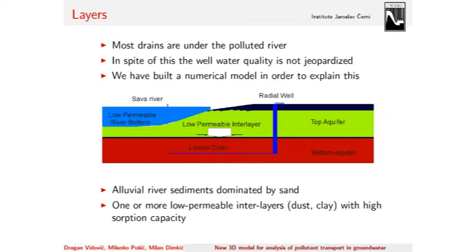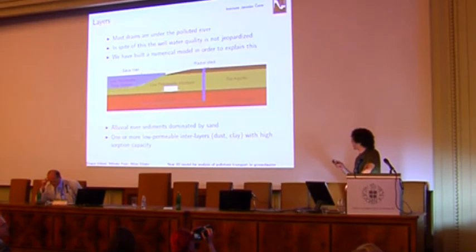So we have built a model in order to explain this phenomenon. Belgrade's water source consists of alluvial sediments dominated by sand and with one or more low permeable interlayers composed mainly of dust and clay in most of the part of the source. These interlayers have high sorption capacity.